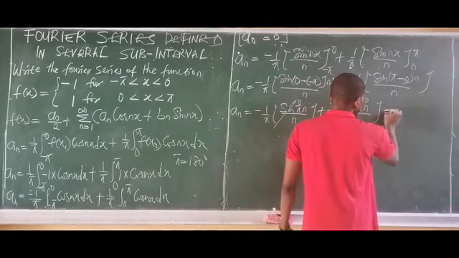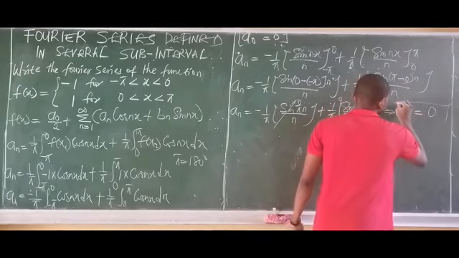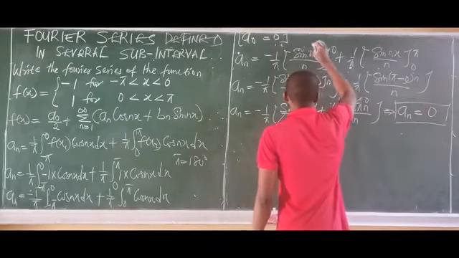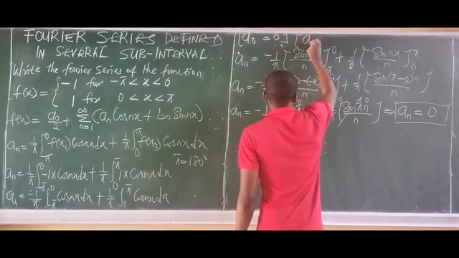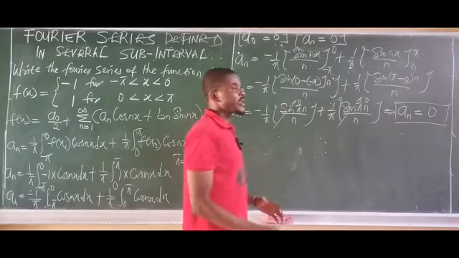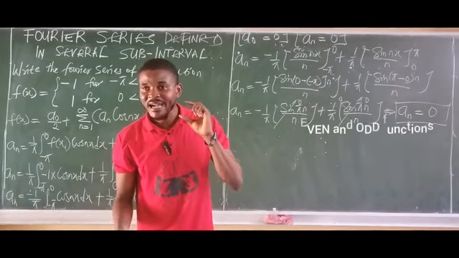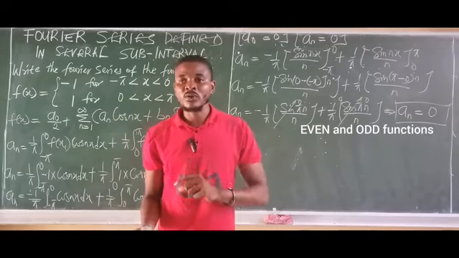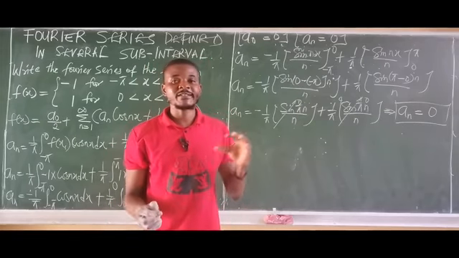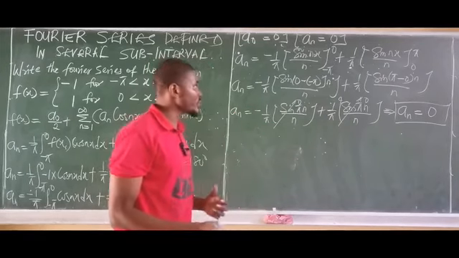So this simply implies that an is equal to 0. So keeping this somewhere, an is also equal to 0. Now there's a reason why a naught is 0 and an is 0. That is simply the idea behind even and odd functions, but we are going to be making a separate video for that in the next video. All right, but let's continue with this solution.